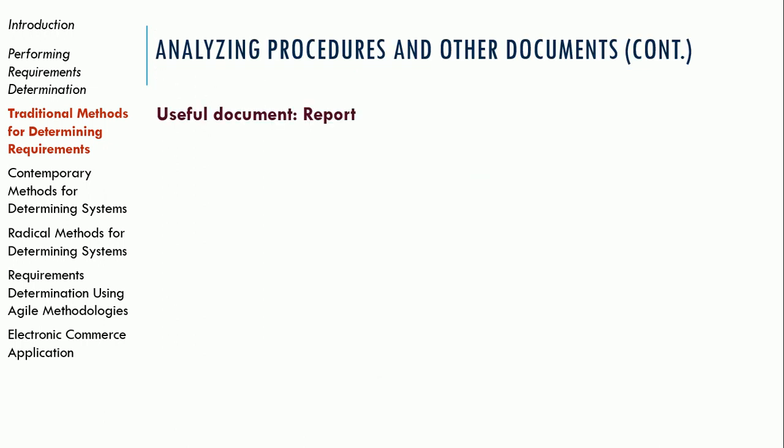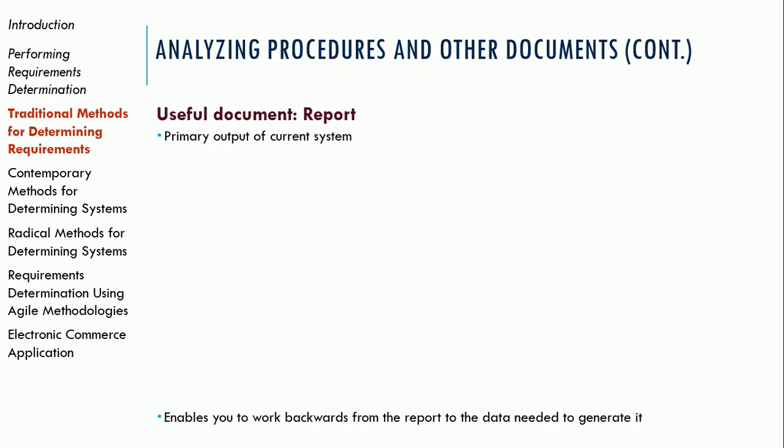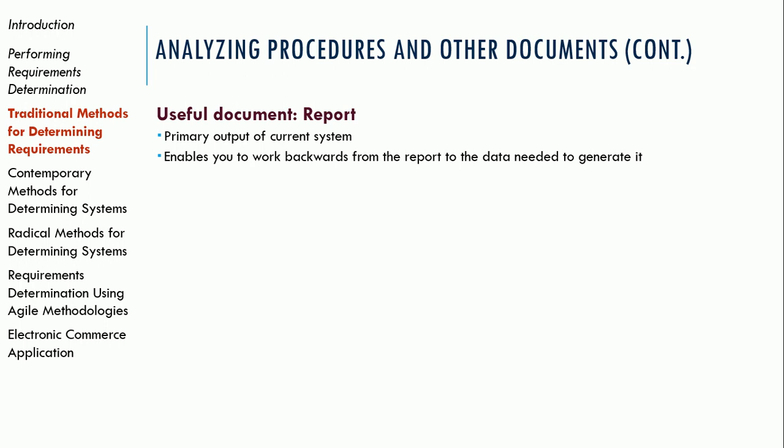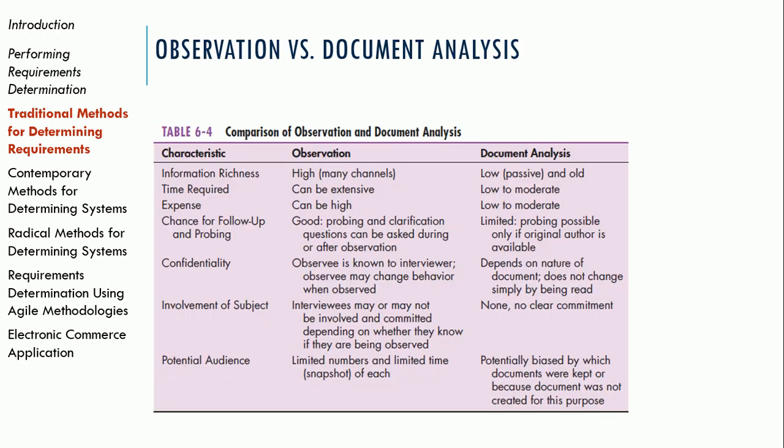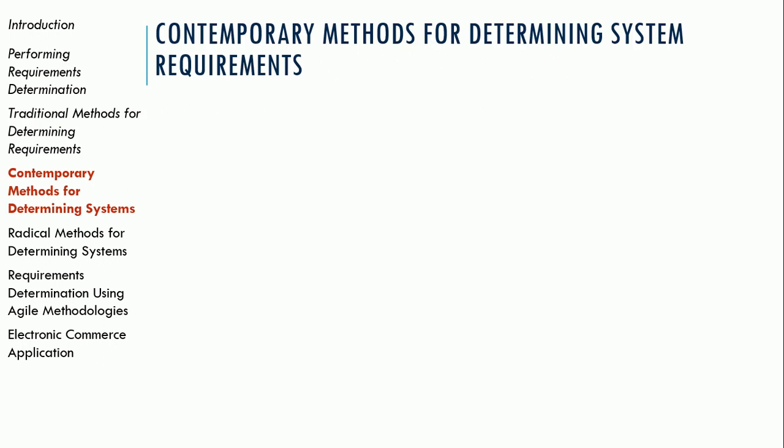And along with forms, we also have reports which describe the output from our system. So we could also take a look at output reports, which are again going to show us more data points from the system and give us some insight into what types of data our system is going to need to output, and thus we're going to have to track in our system. All right, this is the matrix from your textbook that compares the observation and document analysis techniques and what you can expect to learn from these. So in the next slide deck, I'm going to talk about some of the contemporary methods for determining system requirements beyond the traditional methods that I just talked about.